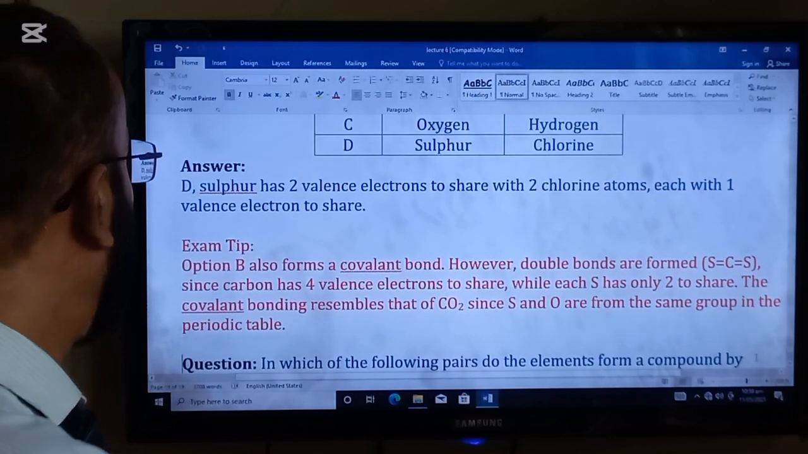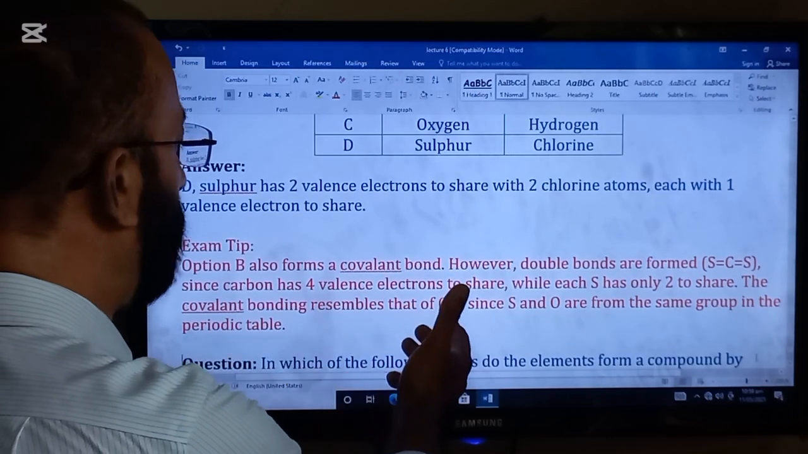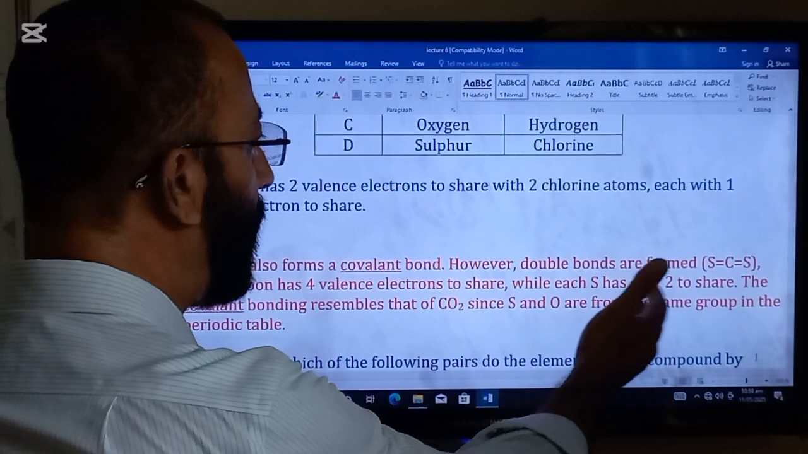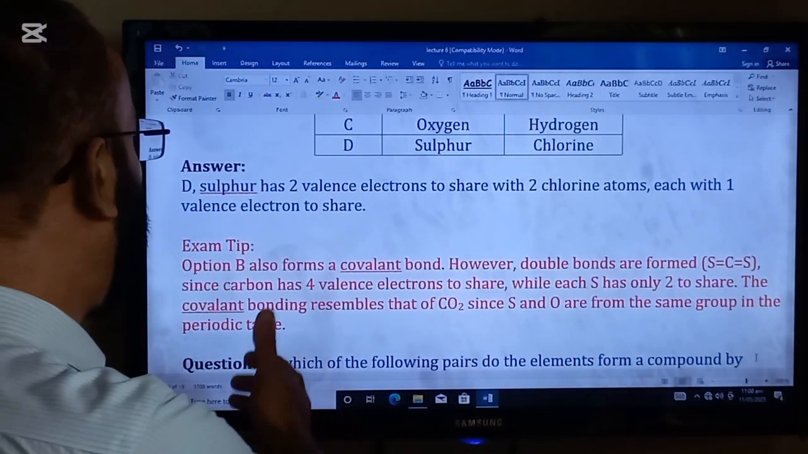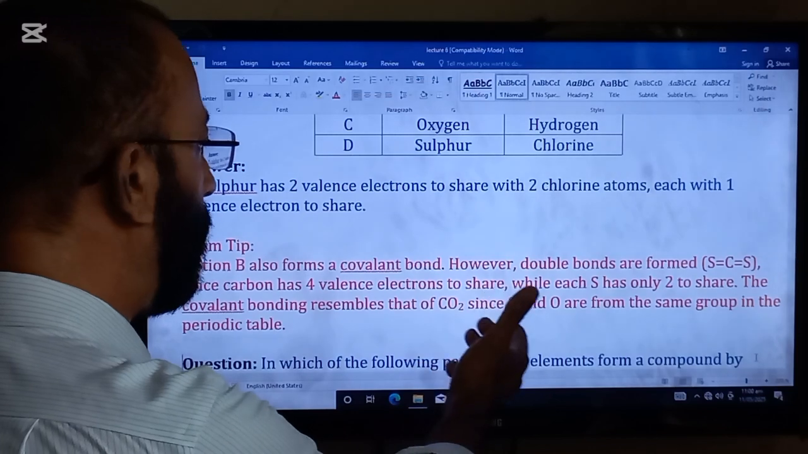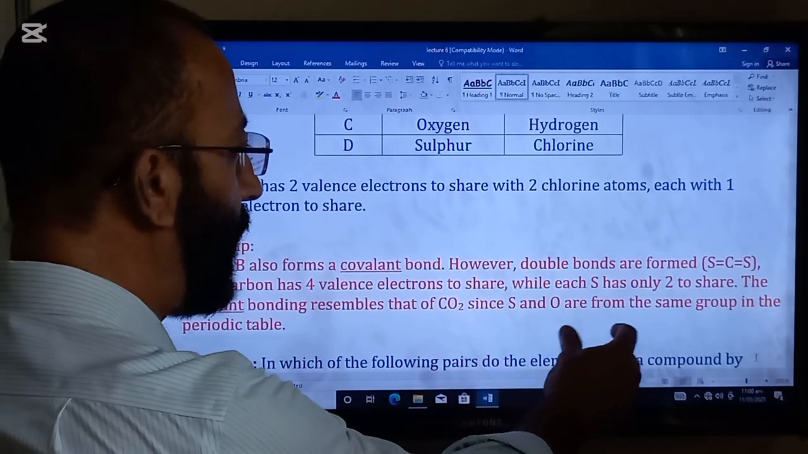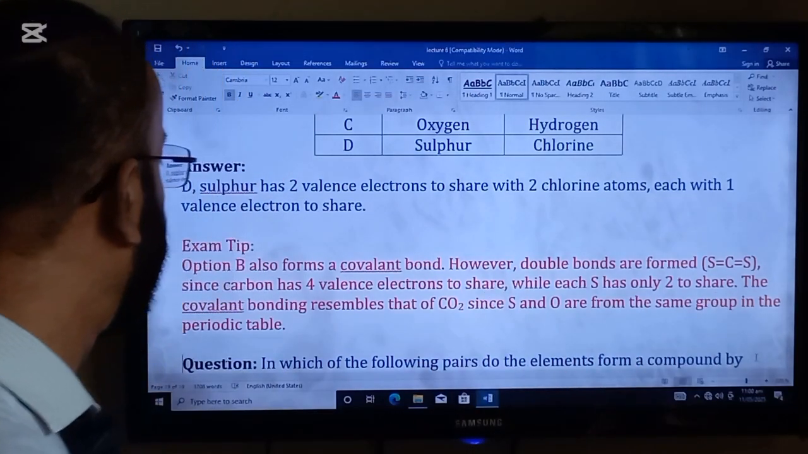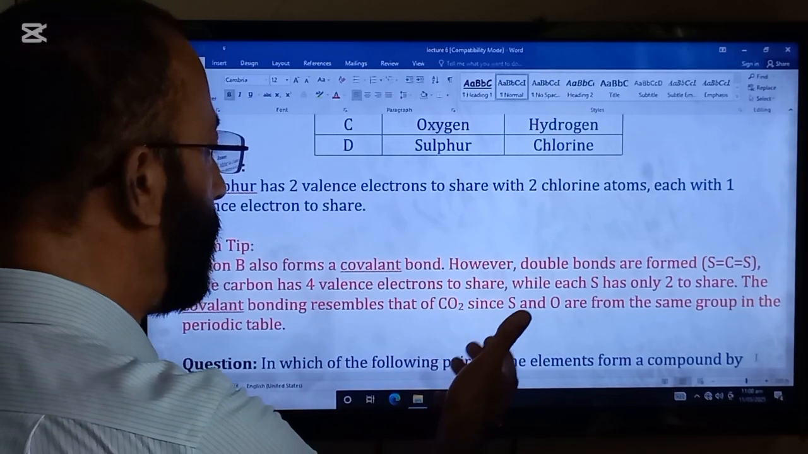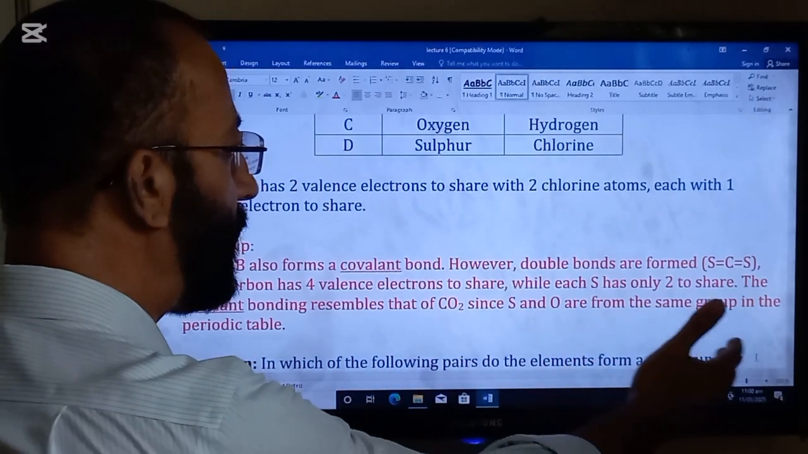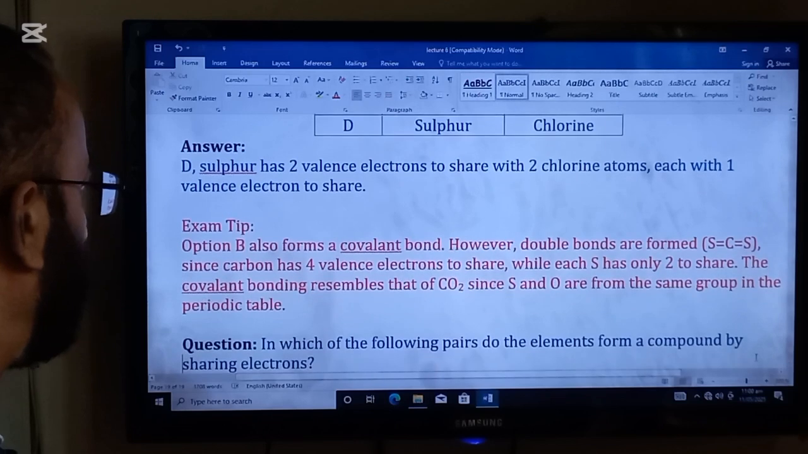Exam tip is option B also forms a covalent bond. However, double bonds are formed. That is this. Since carbon has 4 valence electrons to share, while each S has 2 to share, the covalent bonding resembles that of CO2 since S and O are from the same group in the periodic table.